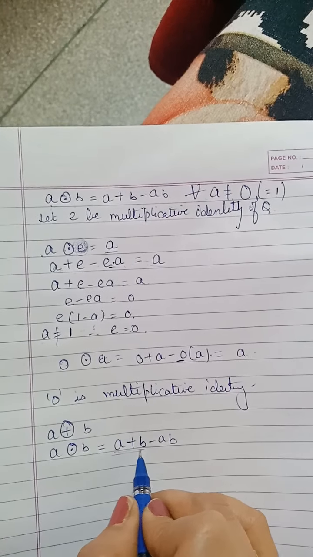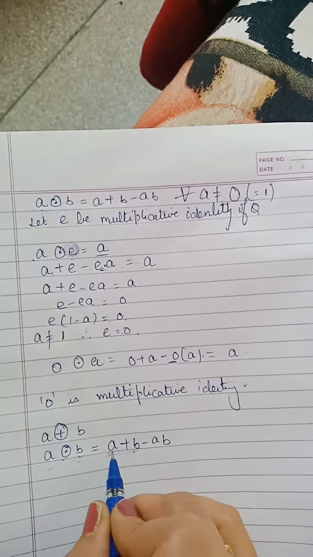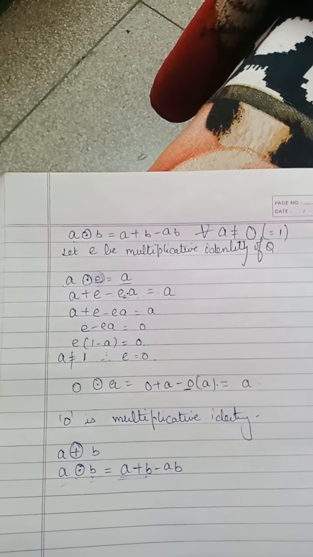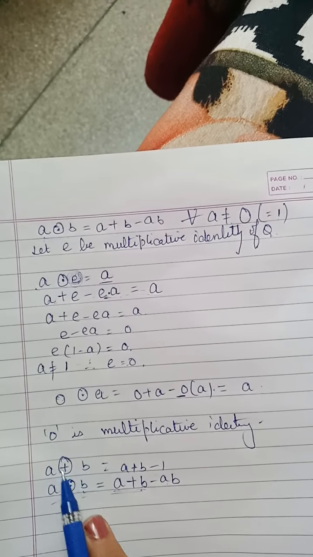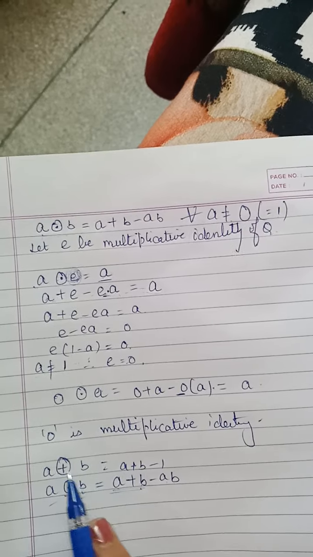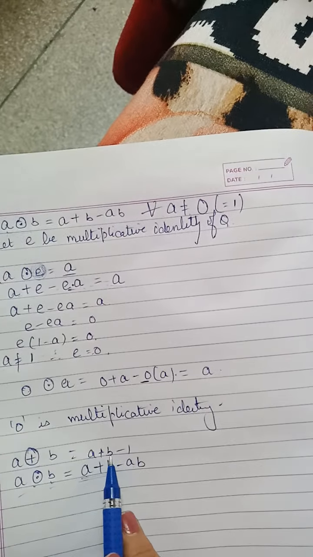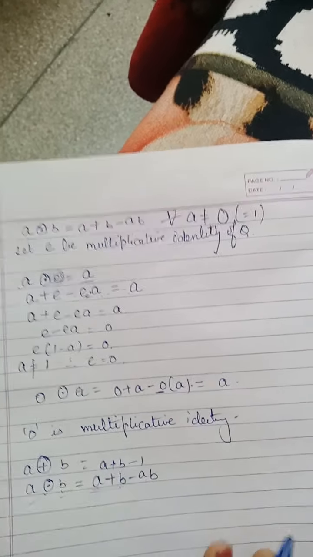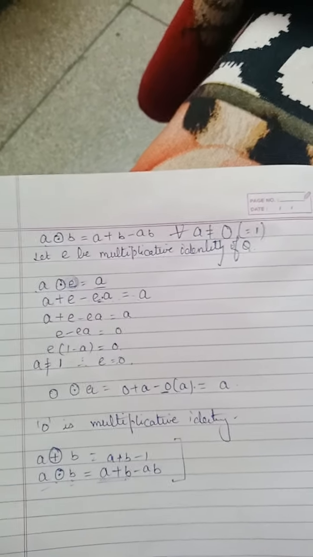What was the definition of multiplication saying? That whenever we multiply two elements, what we get is the sum of those elements minus the product of them. What does addition say? That whenever we are operating two elements with the binary composition of this symbol, we are getting the sum of those elements minus the unity. Okay, now this is a field as it's satisfying all the properties.